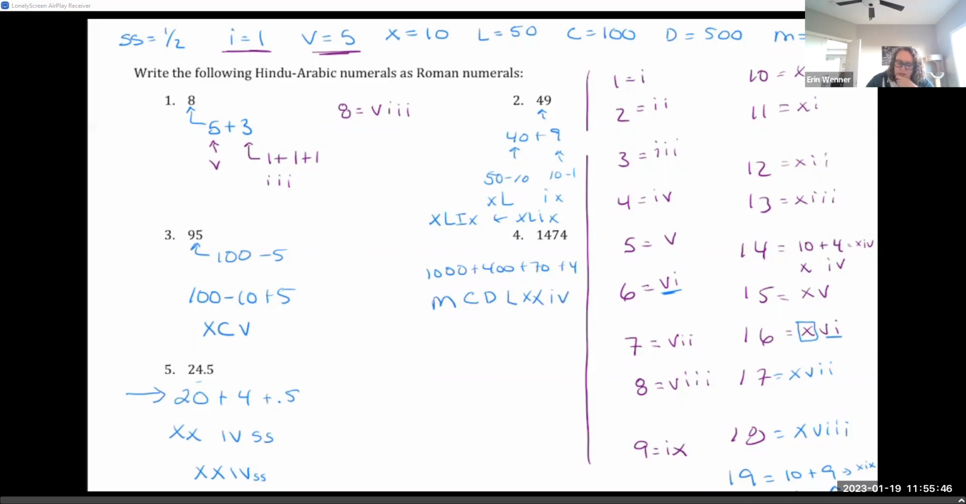So when you start getting into larger numbers, they get longer, okay? And so if we think about, again, the pieces of this, 400 is equal to 500 minus 100, which is why we're going to take that D and put the C in front of it, because we're taking that 100 off.